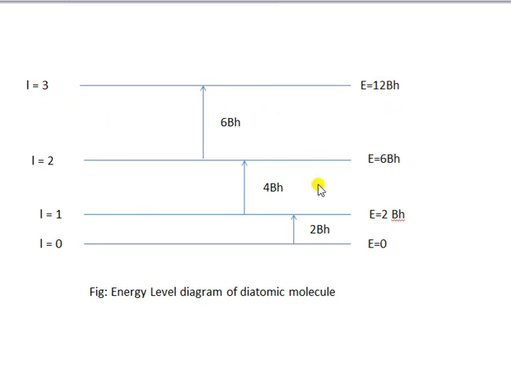If we put the value of L as 3, we will get 12B. If we look at the difference of the two levels, it is 2B, because the difference of 2B and 0 is 2B. The difference of 6B and 2B is 4B. And similarly, you can guess the upper difference of the energy will be 8B, and then it goes on.